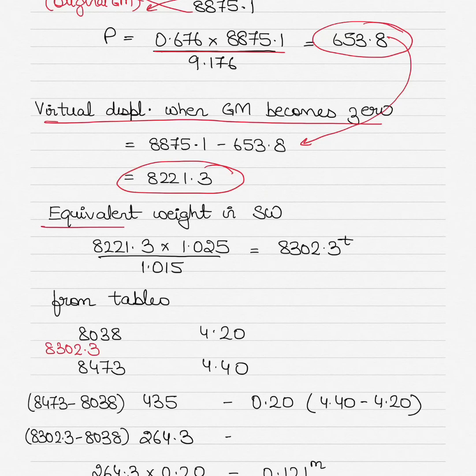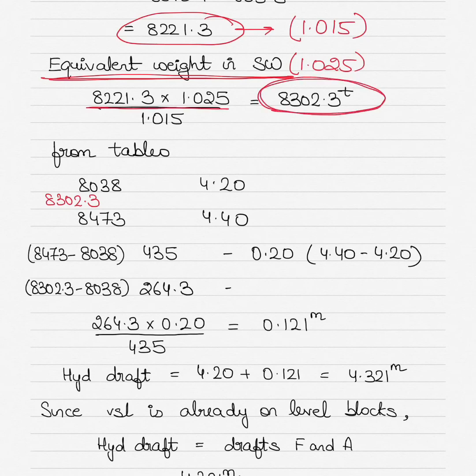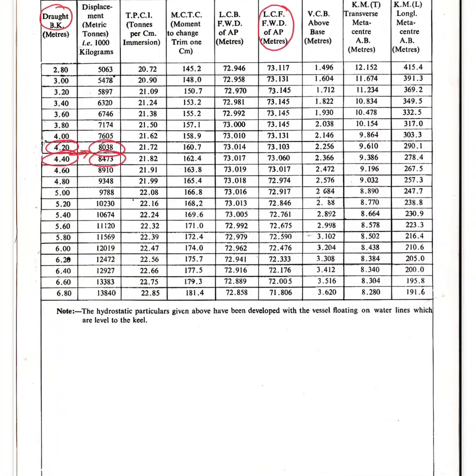Again, you convert this displacement for a displacement of seawater, because you need to enter the hydrostatic tables again to find the hydrostatic draft. So this displacement when the vessel is sitting on the blocks is for water of density 1.015. You will convert it for 1.025 by multiplying it by 1.025 and dividing it by 1.015. You get the revised displacement. Again, you take this revised displacement of 8302.3, which also lies between the same displacement of 8038 and 8473.